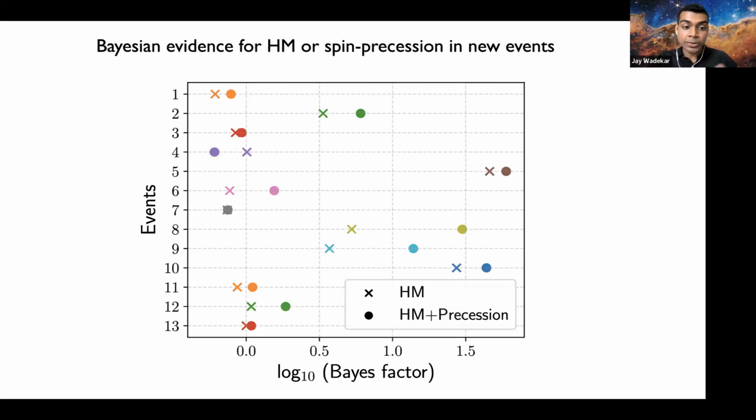Okay, so after we had these detections, we tried to see whether some of them show preference for higher modes and precession. These are the new events that we found, around 10, in total 13 right now. You can see that some of these do have Bayesian evidence for there to exist higher modes apart from the quadrupole mode in their waveforms. And some of them also have evidence for higher modes and precession.